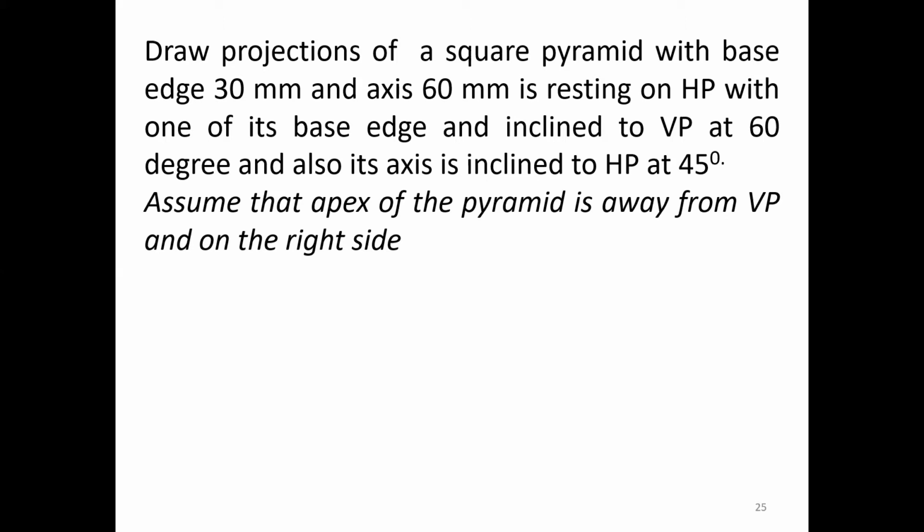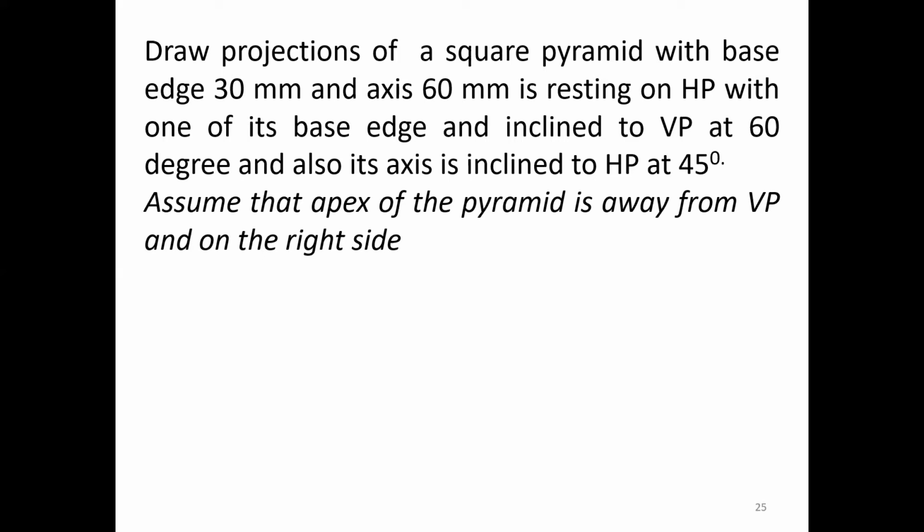The second condition is that the axis of the square pyramid is inclined to the horizontal plane at 45 degree. The inclination with the horizontal plane, 45 degree, is visible in the front view on the vertical plane. In the simple position, the axis of the solid is at right angle with the horizontal plane. We are changing the inclination of the axis to 45 degree with respect to the horizontal plane in the second case.